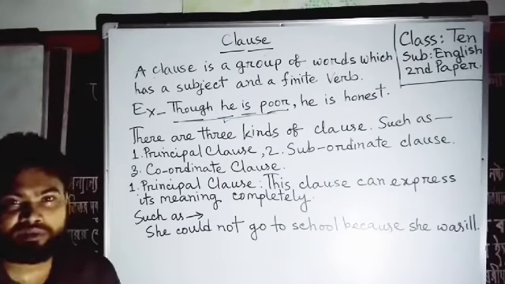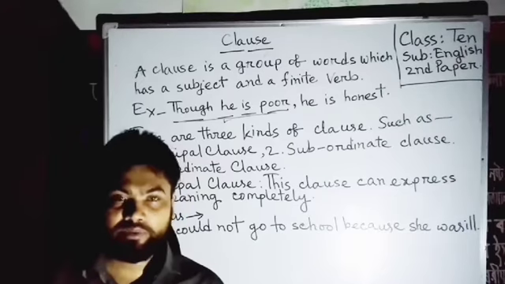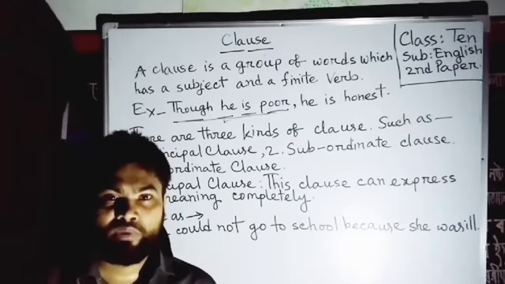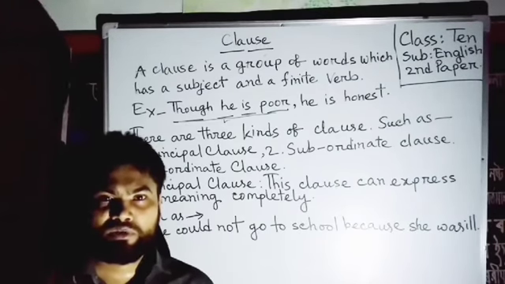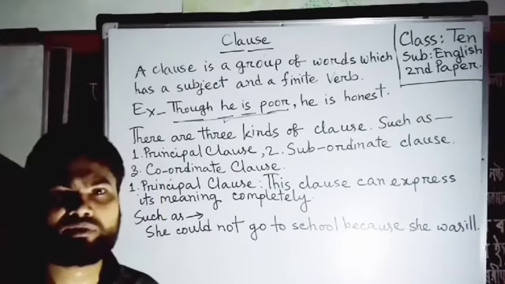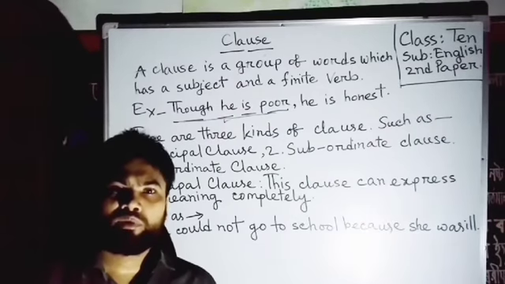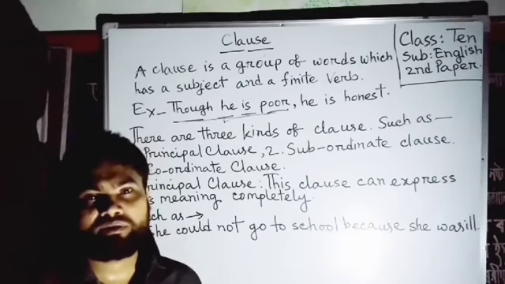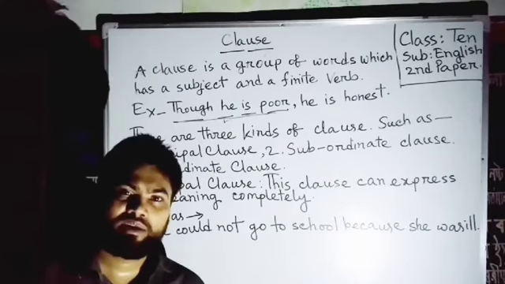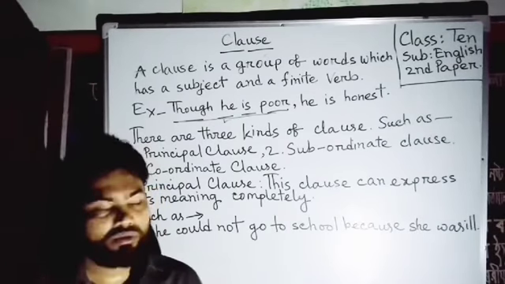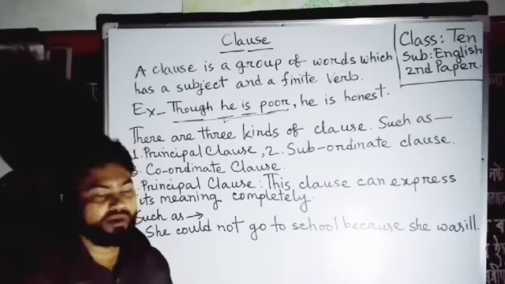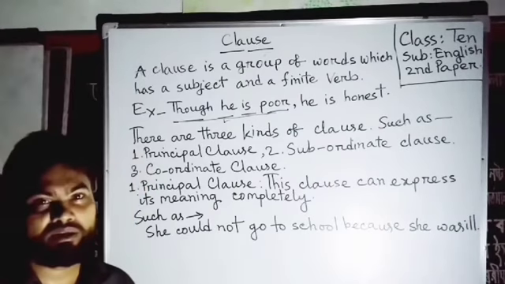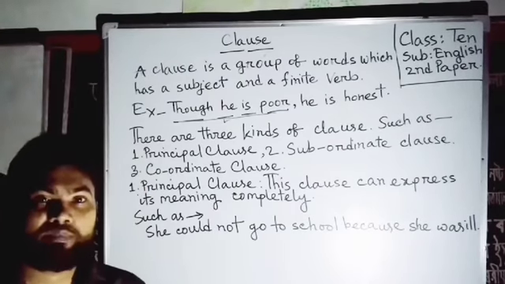But you can see, because she was ill. If you say this part to anybody, they will ask you, why did you say because? Why because? You must have to say the principal clause. She could not go to school. This part can make a complete meaning. Let's see what is a subordinate clause.